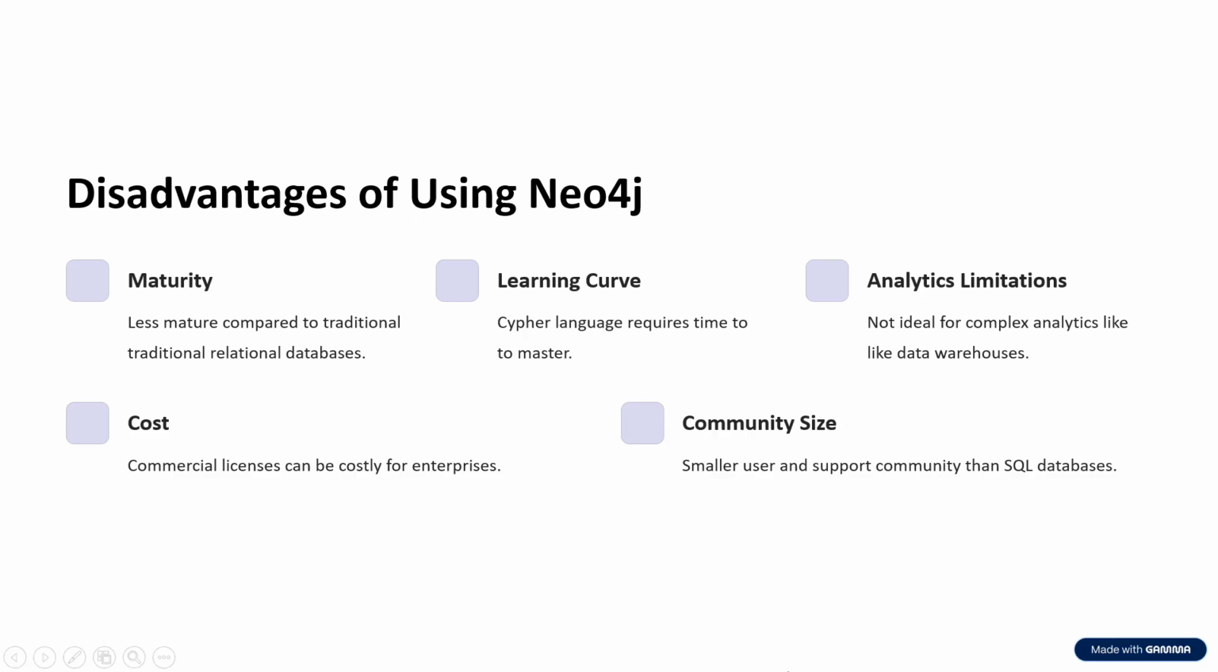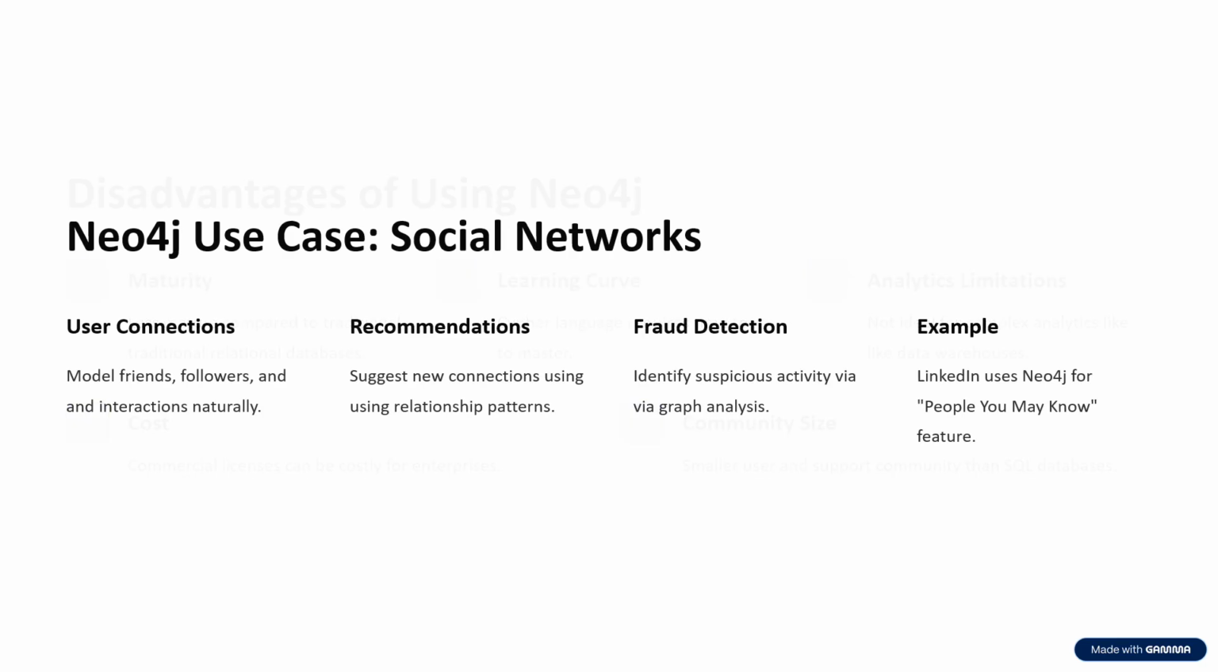Then the last disadvantage is the community size. It has a smaller user and support community than SQL databases. It means Neo4j has a smaller user and support community compared to big SQL databases, which means it might be harder to find help or examples online. So these are some disadvantages of the Neo4j graph database.